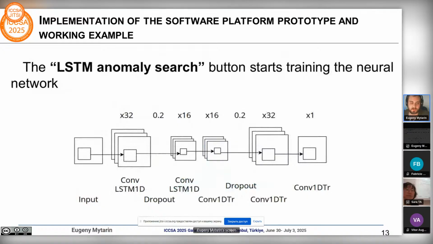The LSTM anomaly search button trains the neural network. The architecture includes ConvLSTM1D for time dependencies, Conv1D transpose for reconstruction, and dropout to prevent overfitting. Once trained, the model highlights anomalies as red dots on the graph.